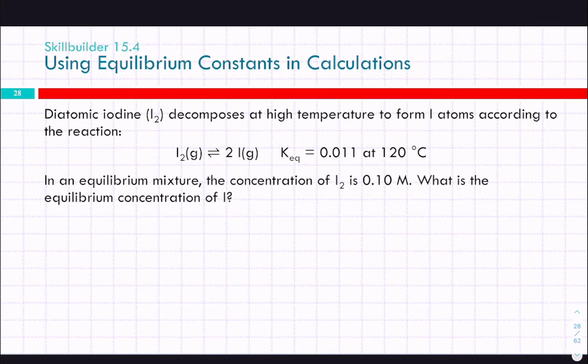The first step in any of these problems is to write out the equilibrium expression. So KEQ is going to be equal to the concentration of our products multiplied together, raised to the exponent of their coefficient. Here our product is 2I, not to be confused with I2. So it's the concentration of I squared. And then our reactant, since we only have one, is going to be the concentration of I subscript 2.